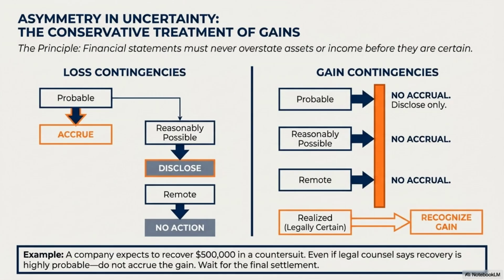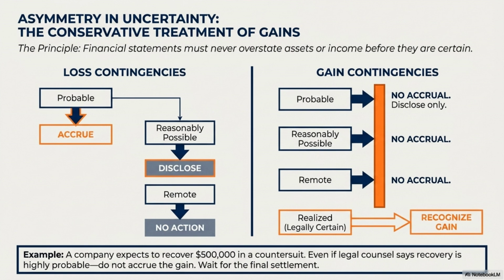Here is where ASC 450 reveals its asymmetry, and it is completely intentional. Look at the two diagrams side by side. On the left, loss contingencies. Probable means accrue, reasonably possible means disclose, remote means no action. A graduated scale based on likelihood. On the right, gain contingencies. No matter where you fall on the probability spectrum, probable, reasonably possible, or remote, the answer is always no accrual. The only time a gain contingency gets recognized is when it is realized and legally certain.